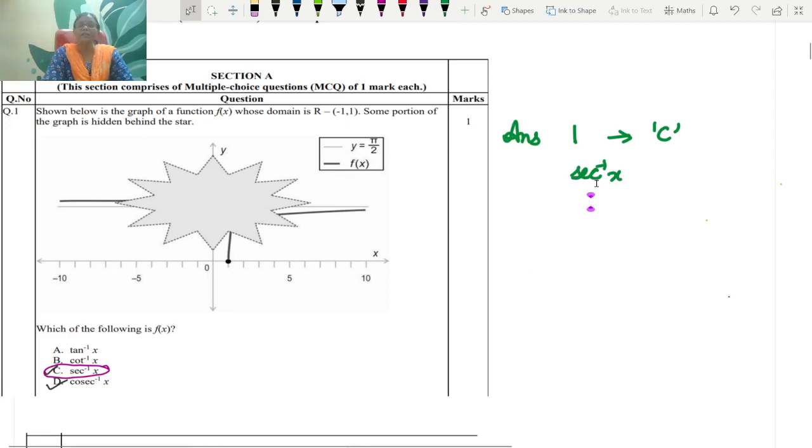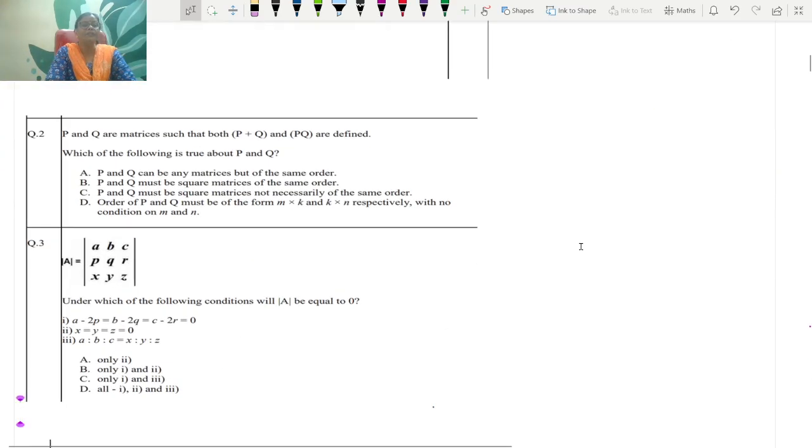So the first answer is the C part, which is sec inverse x. Now let me move on to the next question. The next question is based on matrices. P and Q are two matrices where P plus Q and PQ both are defined.